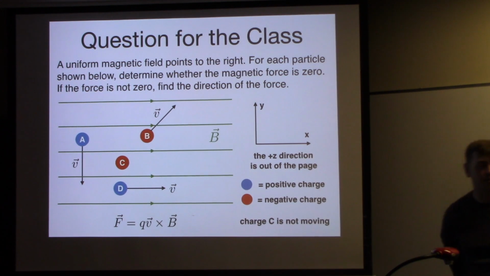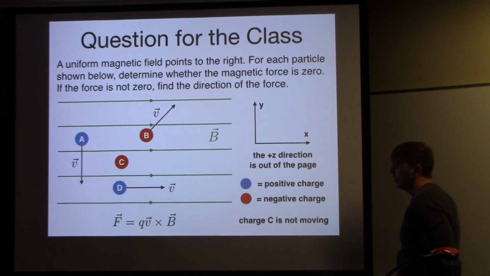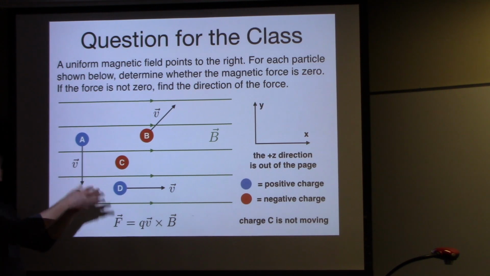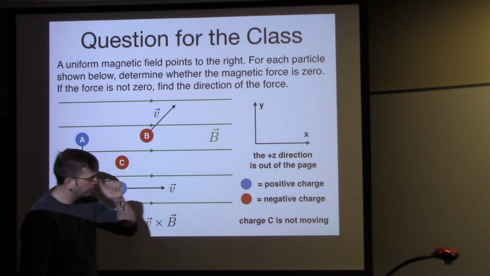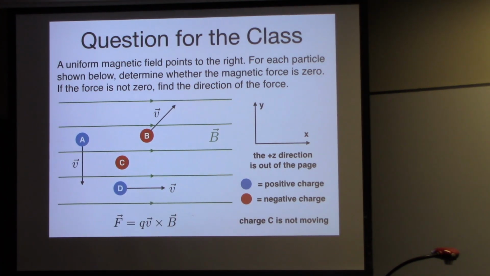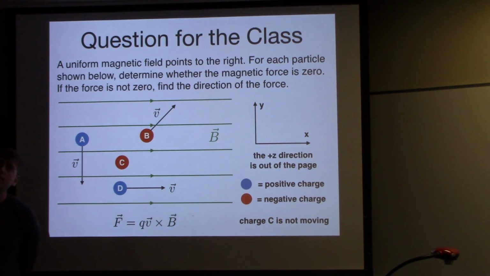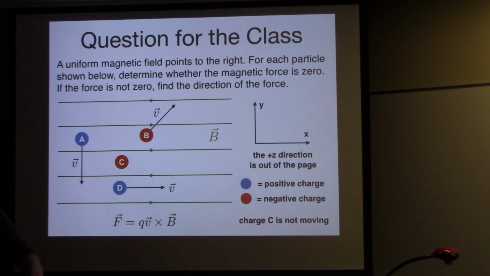Okay, so A and B, it's the same answer. The force is out of the page or the positive z direction. Okay, let's look at charge C next. Now, charge C, there's no velocity vector drawn next to it, which implies that charge C is not moving. Well, this is pretty simple because if you take QV cross B and you have zero velocity, you're automatically going to get zero force. So that's important to remember. If you have a charge that is not moving, it doesn't feel a magnetic force. It's only moving charges that feel a magnetic force. So the answer for charge C is 0.